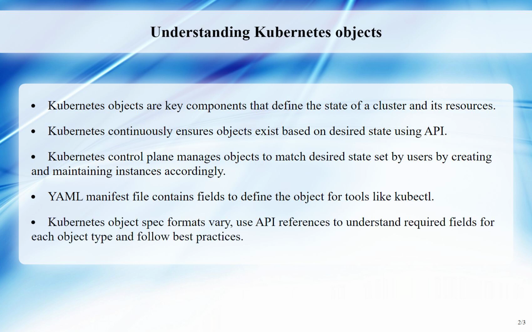The format of the object spec varies for each Kubernetes object, so references like the Kubernetes API can help understand the necessary fields for each object type. For instance, the spec field for a pod object will detail the container image name, while the spec for a stateful set will describe the stateful set's desired state and the template for creating pod objects. Each object type might have different .status fields to highlight the status of the object.